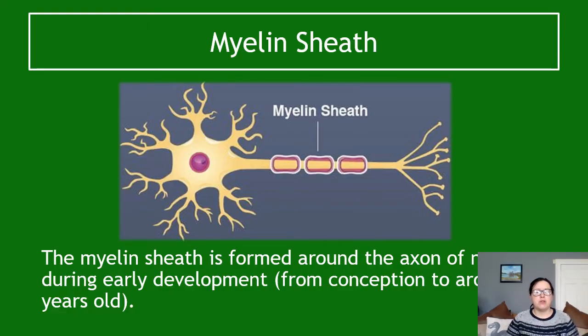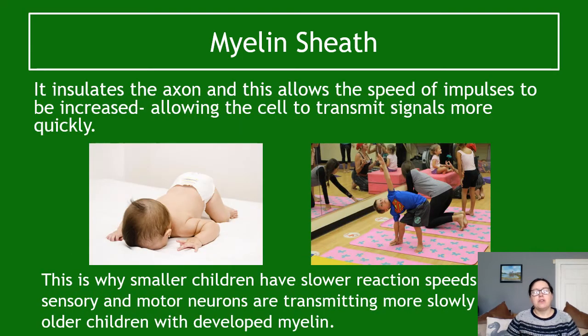Okay, so 3 years old is where your myelin sheath is finally about finished. The job of the myelin sheath is very important. It's actually those first 4 words that's up there. The myelin sheath insulates the axon, and what that does is it allows the speed of impulses to be increased. So the speed of the impulses on the axon speeds up with myelin sheath better than without it.